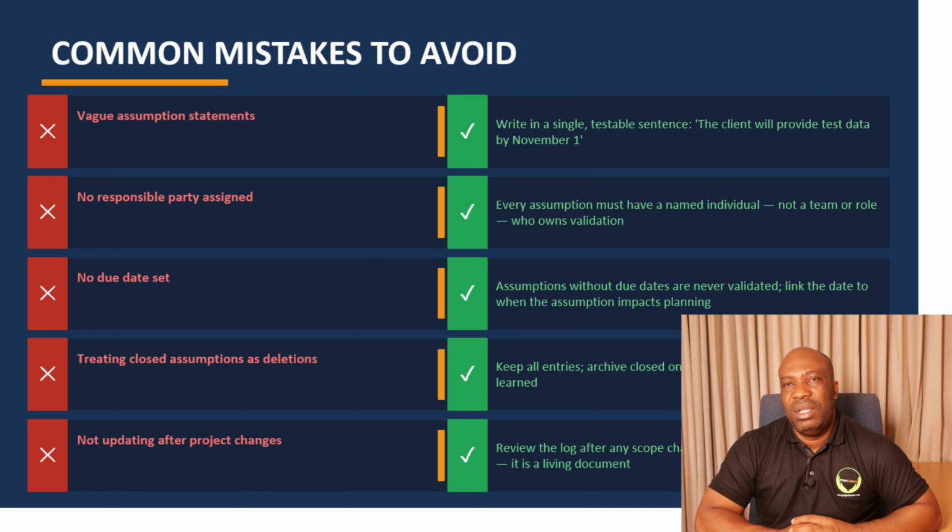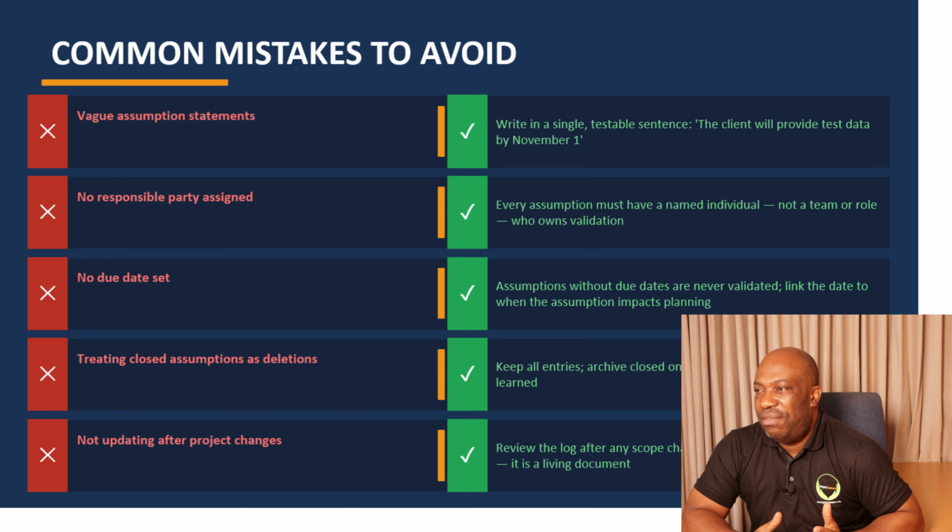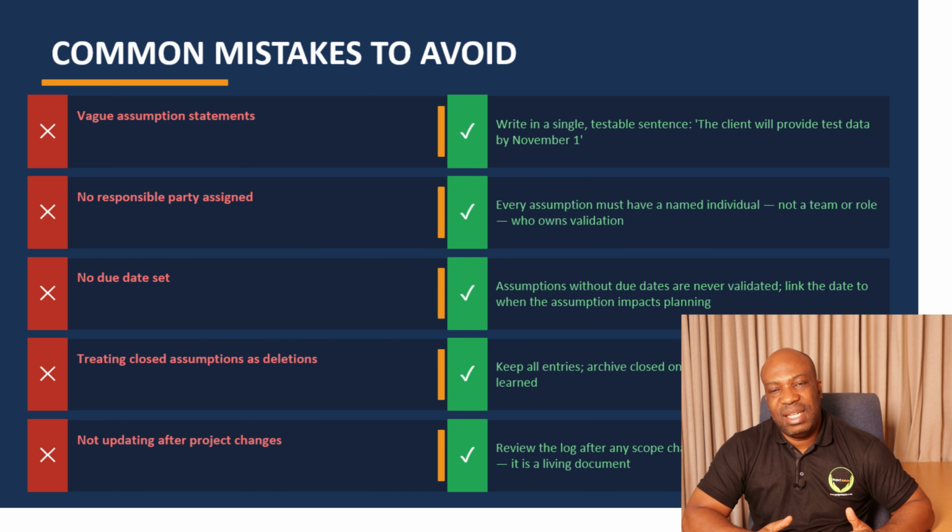So in this section, let us look at the common mistakes that you'll find when it comes to creating, updating, and completing the assumption log. We're going to look at common mistakes first, and then we'll look at how you can resolve them. So the first mistake is to have vague assumption statements. Like I said, you should have very clear statements when it comes to assumptions. What assumption are you talking about? It must be very clear. Don't use any vague statements.